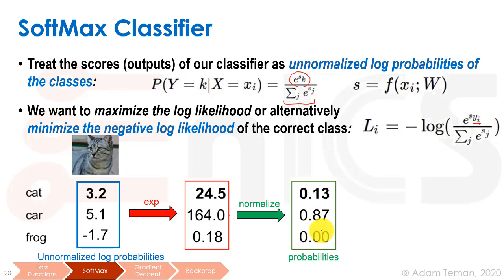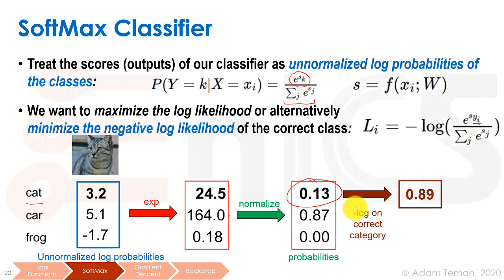Okay, what we basically want is for our network to say that this is a cat and not to say that it's a car or a frog. What that means, to say it's a cat, is that we need to have only this one be relevant. So what we're going to do is run a log just on the right class, this one. And we did minus log, which comes out to 0.89. And what we want to do is minimize that.